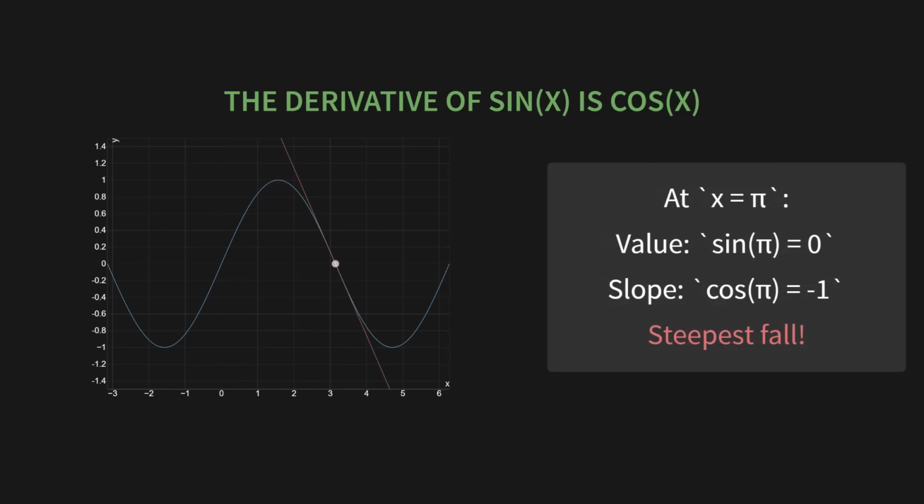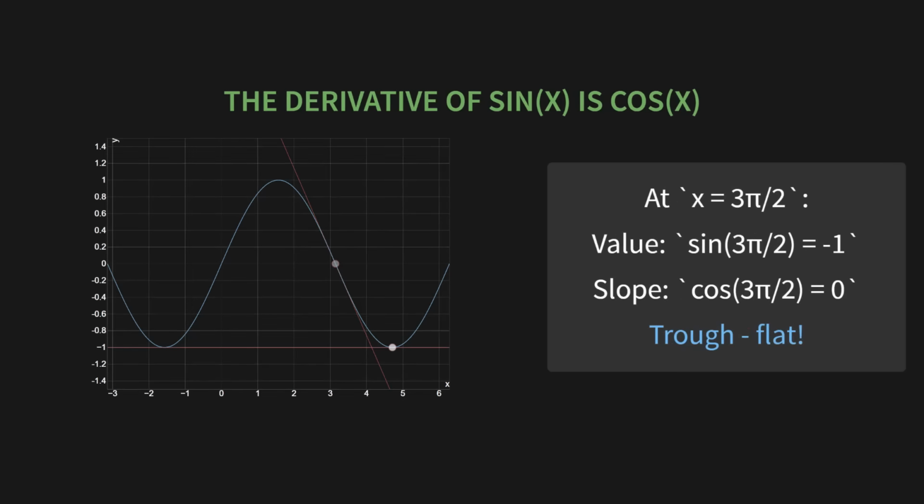Now down to x equals pi. The value sine of pi is 0 again. But now the graph is falling at its steepest point. The slope is negative 1. And what's cosine of pi? Negative 1. Steepest fall.